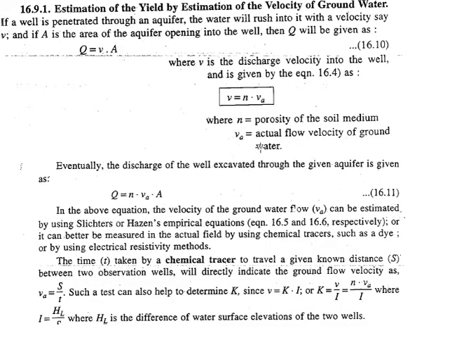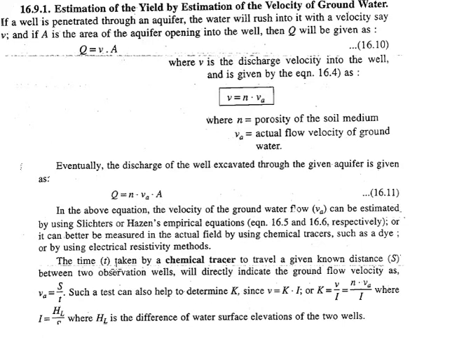So let us do the first one, the estimation of the yield using the velocity of the groundwater. As in the previous slide, we determined an equation V equals n times Va, where n is the porosity and Va is the actual velocity of the groundwater. So we have calculated the discharge velocity. If we multiply that by the area, then we get the discharge of the well, denoted by Q. Hence Q is n times Va times A.